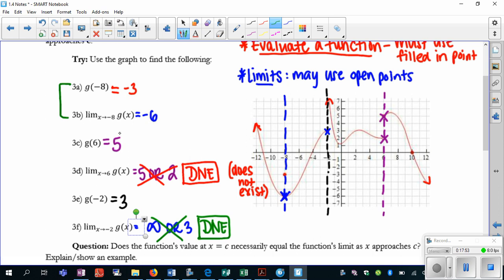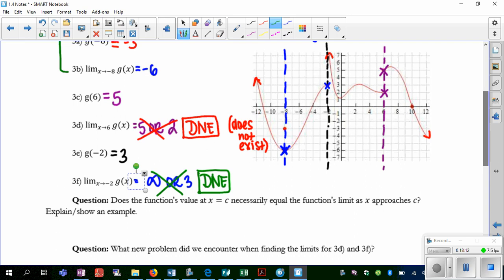And if you remember the first page, we saw that in examples 1 and 2, when we evaluated at x equals some number, and then we evaluated the limit as x approaches that number, the values were always the same. Not the situation here, not the case. So basically, I'm just going to say we have lots of different scenarios where the limits and evaluating the functions are not the same.